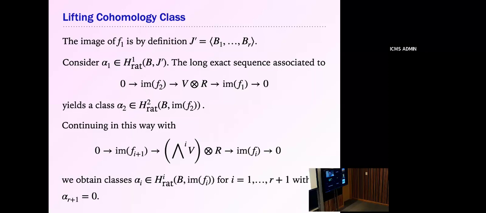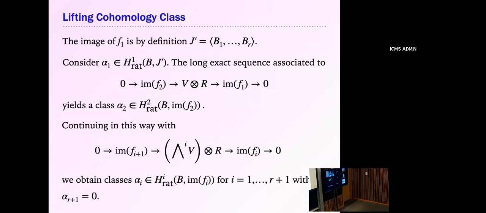And so at each step of the way, I just repeat: I have a class alpha I in HI of the image of Fi, and I take the connecting homomorphism and get a class in HI plus 1 of the image of Fi plus 1.